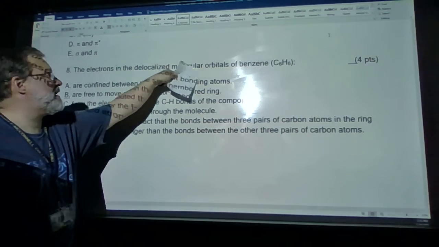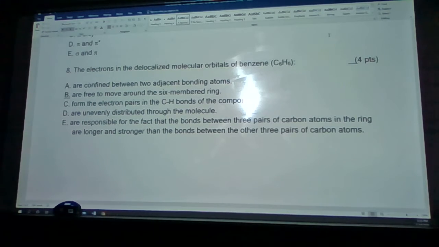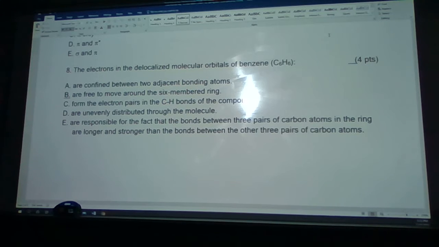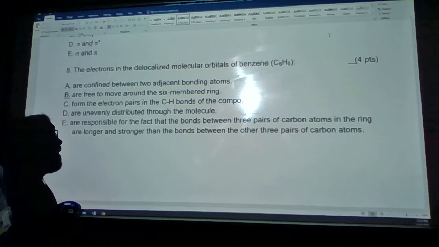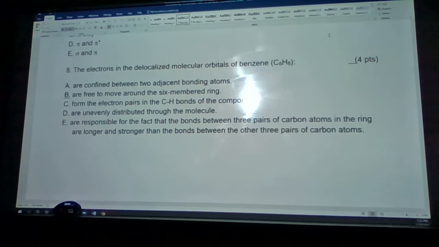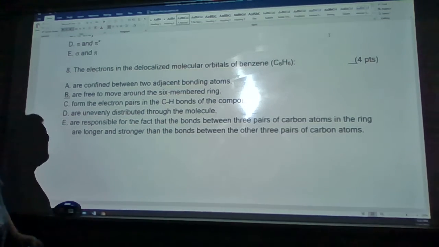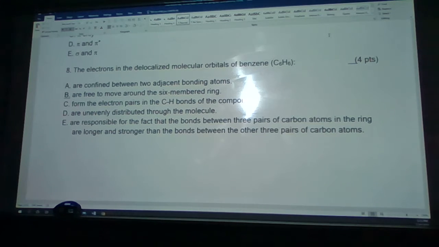We're talking about the delocalized molecular orbitals. These are the pi electrons. Are unevenly distributed through the molecule? No, they're evenly distributed around the molecule. Are they responsible for the fact that the bonds between the carbon atoms in the ring are longer and stronger than the bonds between the other pairs of carbon atoms in the ring? No, because every carbon-carbon bond and carbon-hydrogen bond are identical to one another. So the answer here is B, are free to move around the 6-membered ring.